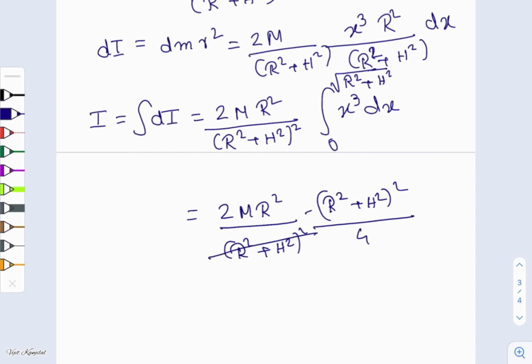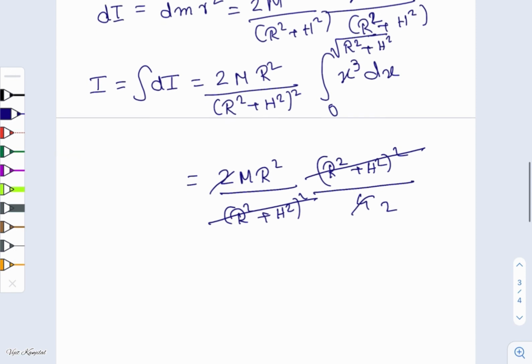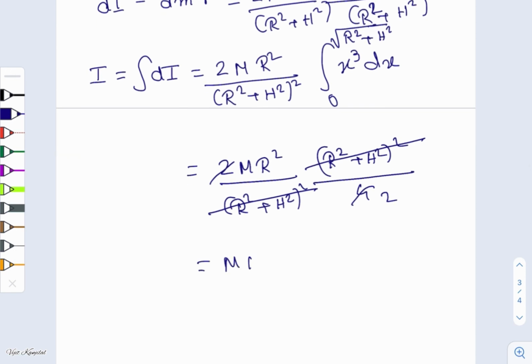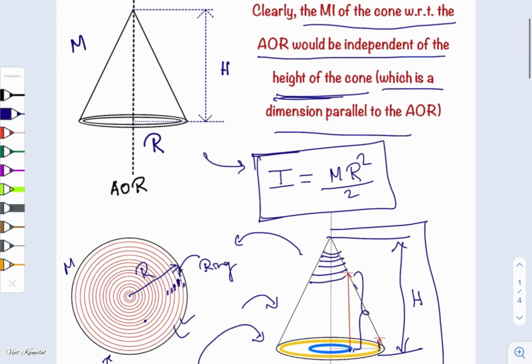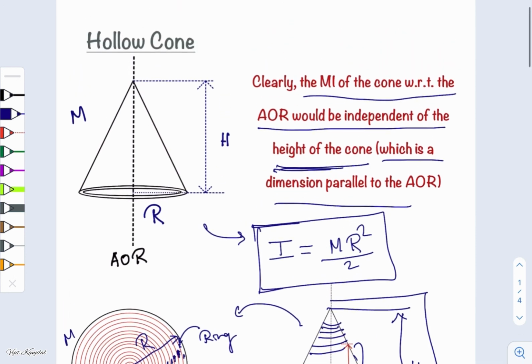We can see that the R square plus h square terms cancel out. So what are we left with? We are left with simply mR square by 2. We can clearly see that this is the same result that we have already predicted regarding the moment of inertia of this hollow cone without doing any calculation at all. So you can clearly understand the strength of this concept, that we can shrink the dimension which is parallel to the axis of rotation.